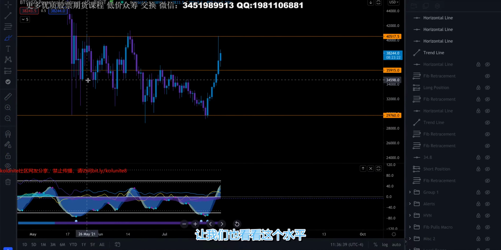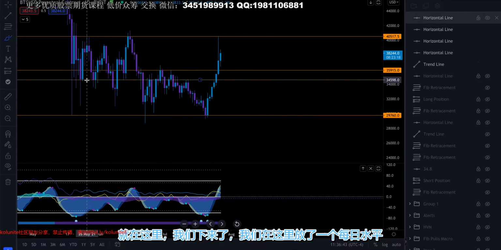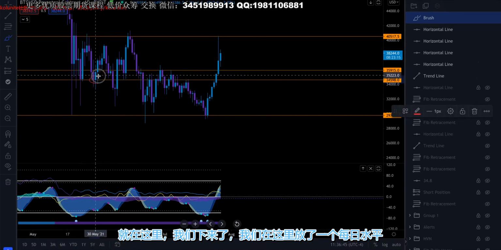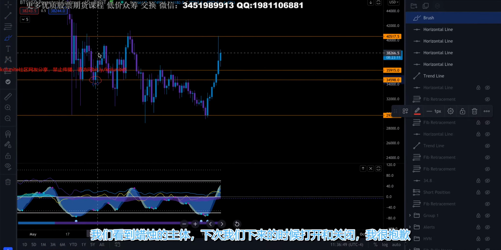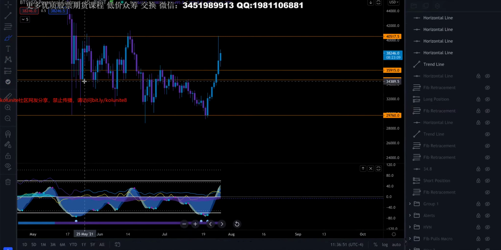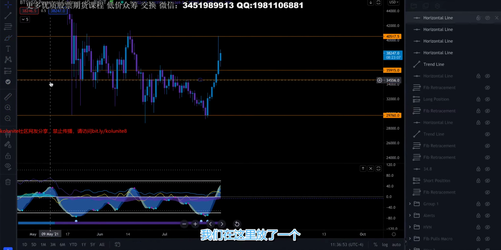Let's take a look also at this level right here. We came down, we put a daily level right here. We see the candle bodies opening and closing. The next time we come down, we put one in right here.